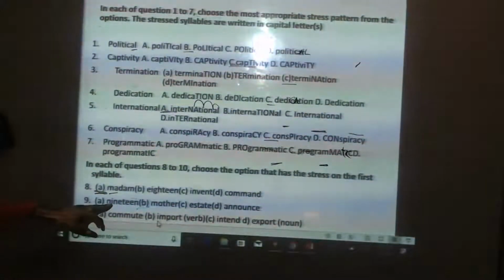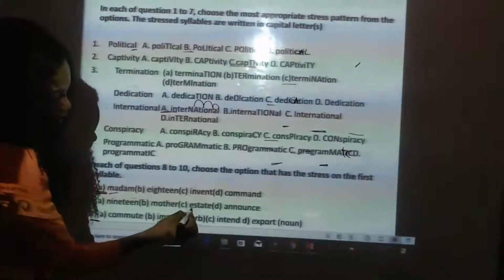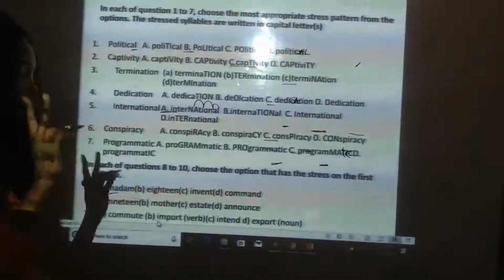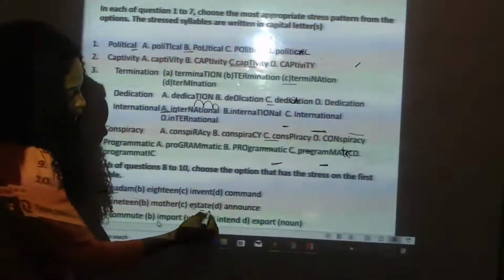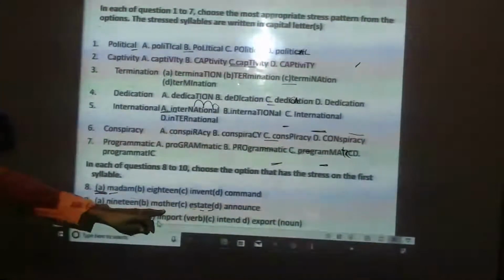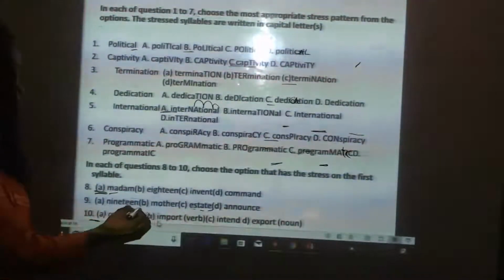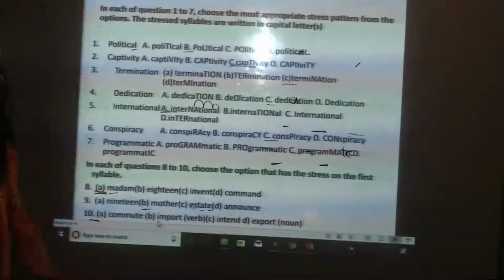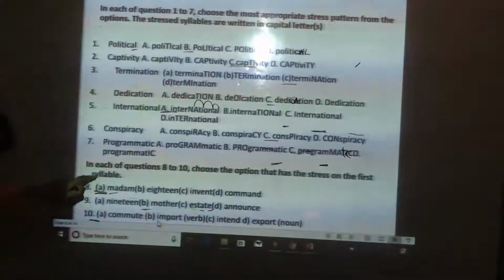Now, number 9, we have 19. Madam, estate. It is not a disyllabic word, that means it does not have two syllables, rather it has three syllables. Es, ta, te, three syllables. While here we have mother. Mother is what? Two syllables and it is a noun. Therefore, mother is our answer. 19 is an adjective as well. D is a verb. Therefore, it cannot carry its stress at the first syllable, which is our instruction.